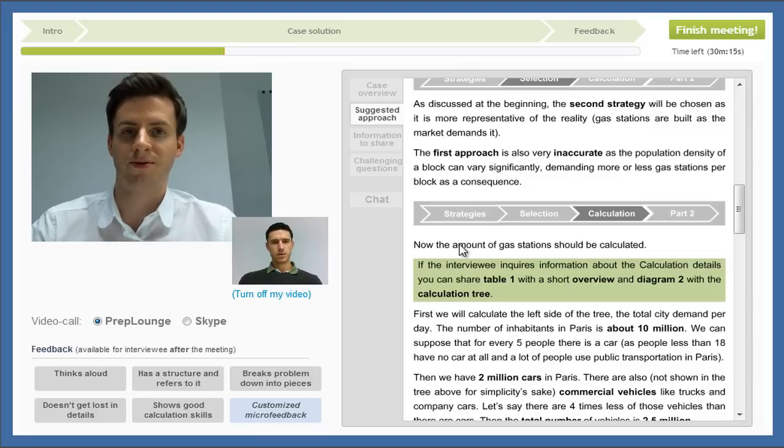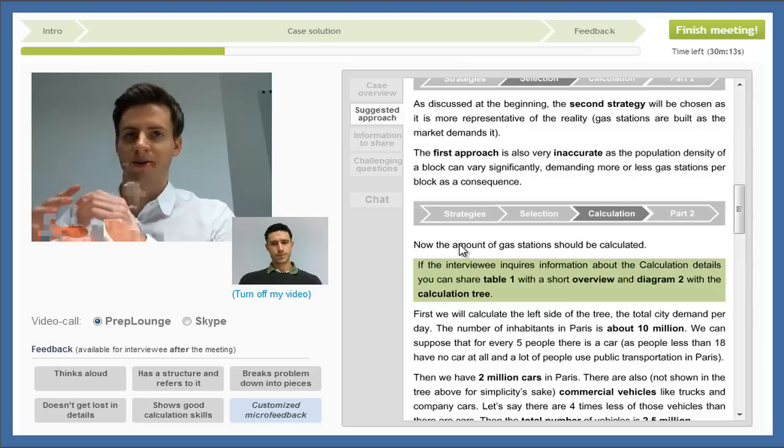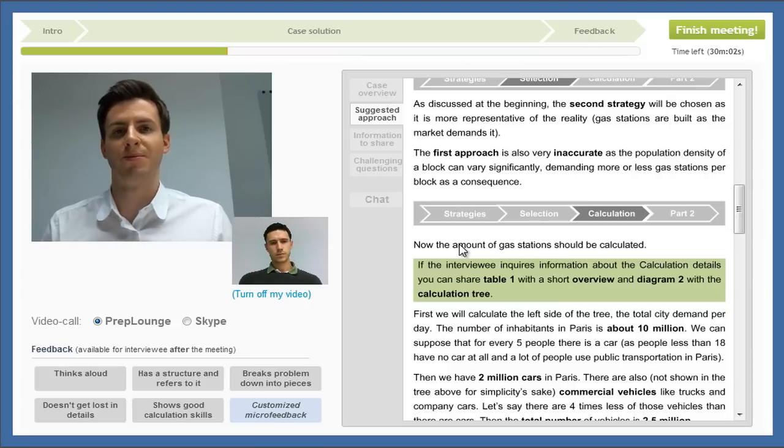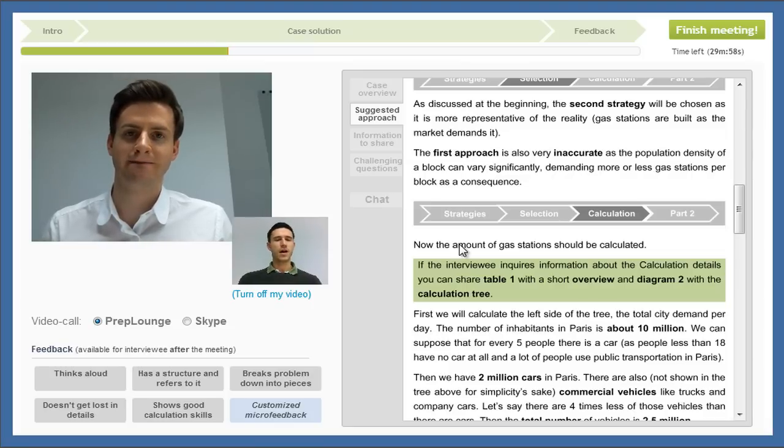That's another thing we have to keep in mind. We're just talking about cars right now. There are other ways of transportation that need gas, for example motorbikes. Do we have to keep that in mind? Let's just think of cars. Okay, only cars. This is one side, the private cars.